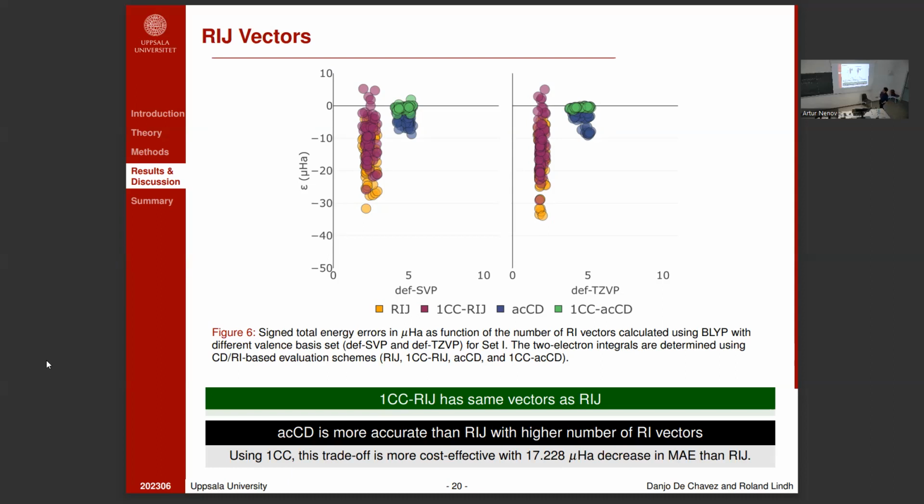Okay, ACCD is still more accurate than RIJ with a higher number of RI vectors. So this trade-off becomes more efficient, wherein you have a more significant decrease in error, amounting to 17.23 microhartree in comparison to RIJ.